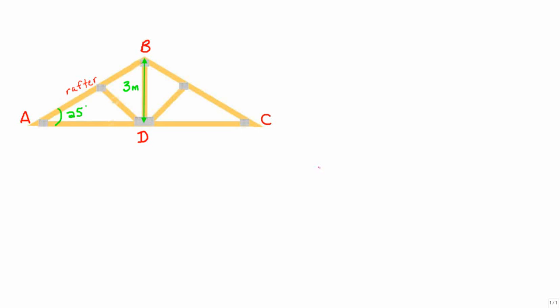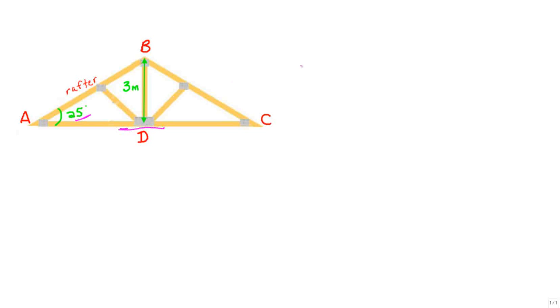Okay, so Harold is building his garage, and he's building everything from scratch, so he's also building his roof trusses. Now, Harold knows that his angle of inclination, or his angle of elevation he wants on his roof trusses, is going to be 25 degrees. And he also is planning on having the peak of his roof stand 3 meters above the horizontal, which is the bottom of the truss.